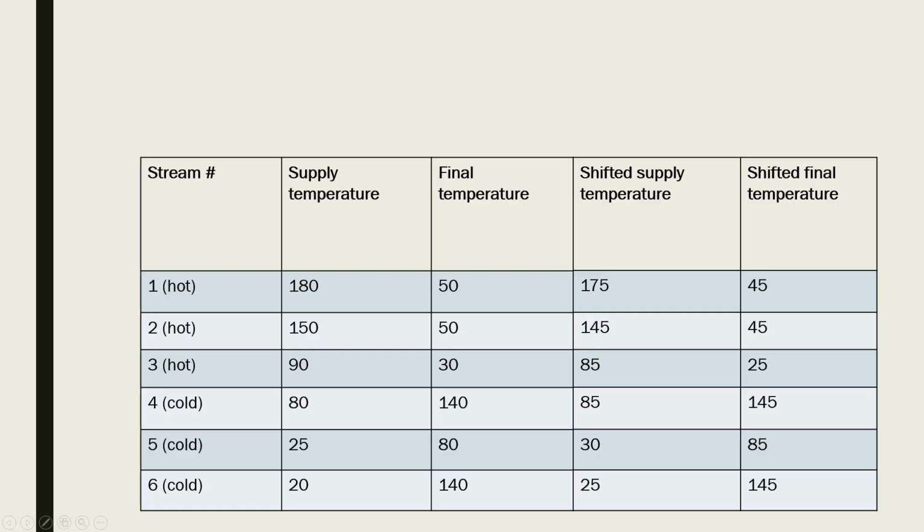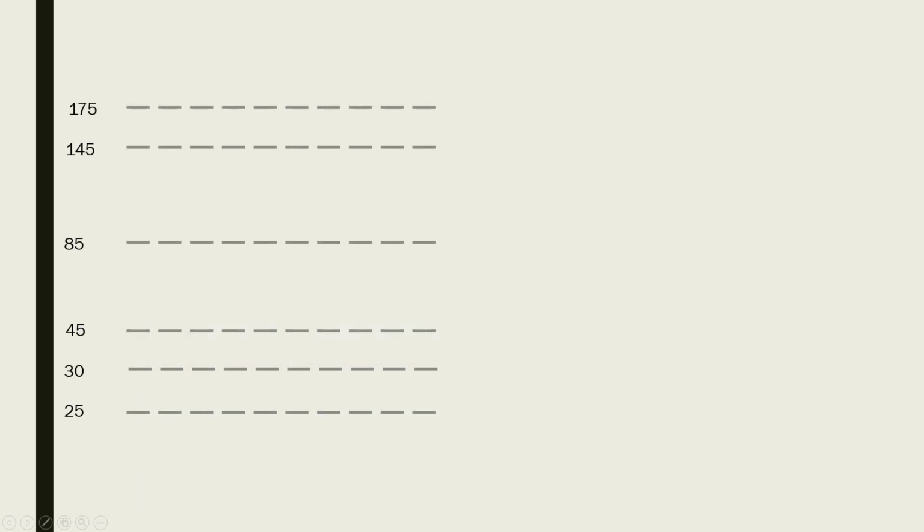We are going to use the shifted supply temperature and shifted final temperature for each stream to draw the problem table. To do so, you have to identify all the temperatures and neglect the repeated ones. And we're going to draw a line representing each temperature. We are going to start with 25, 30, 45, 85, and so on. Then we're going to represent each stream.